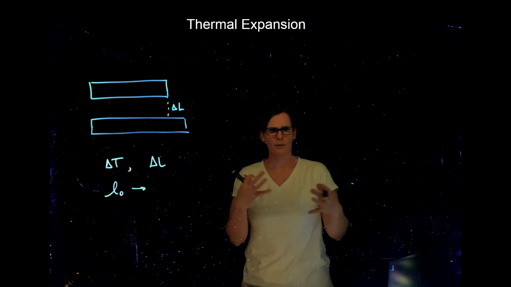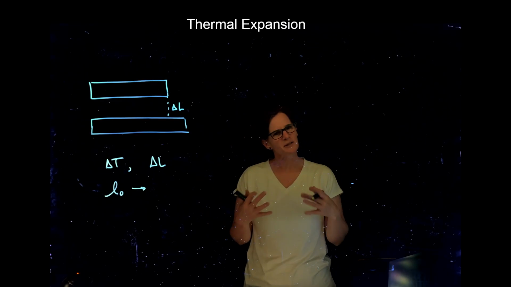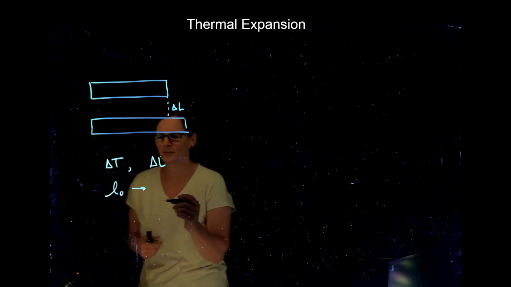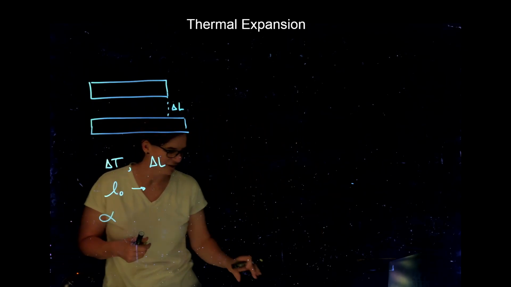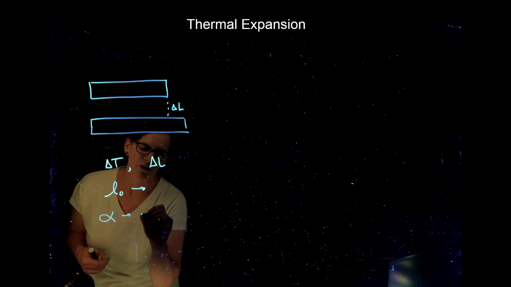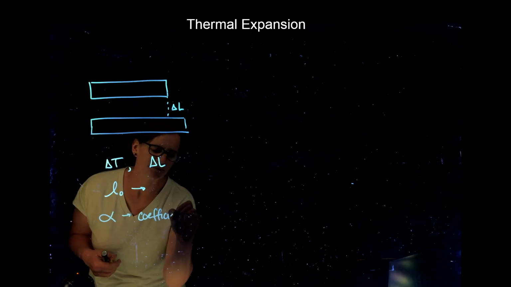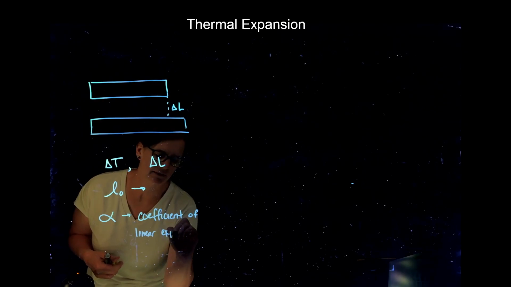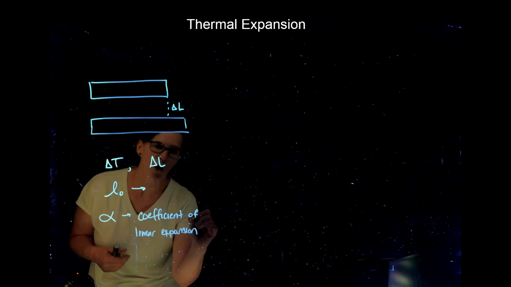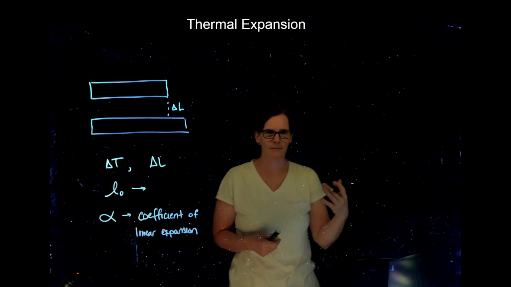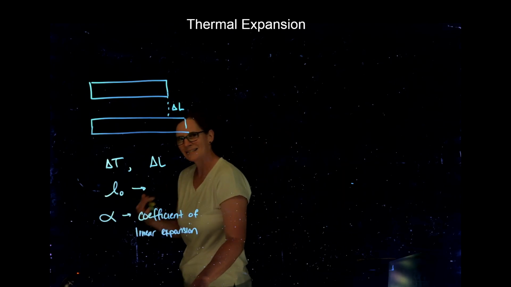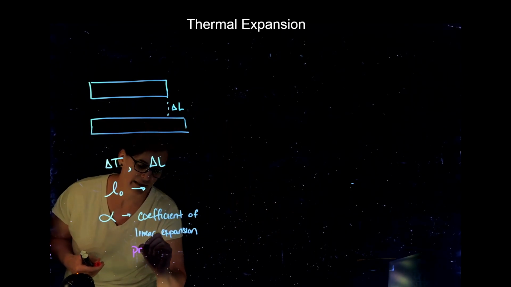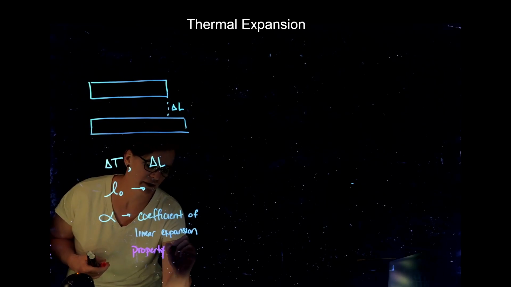Second is maybe how much those molecules are interacting. That's a property of the material itself, and we use alpha for that property. This is what we call the coefficient of linear expansion. It is dependent on the material. It is a property of the material itself. So steel has a different coefficient of linear expansion than aluminum, for example.